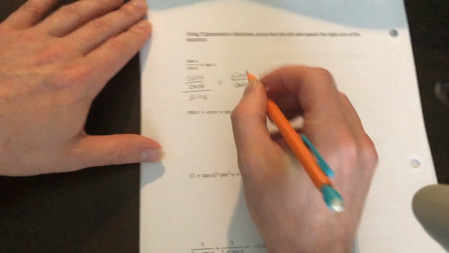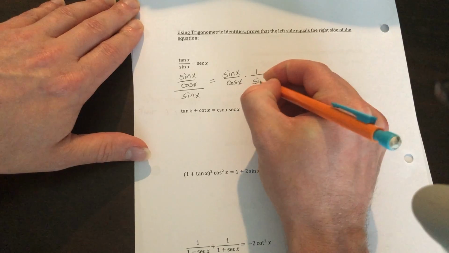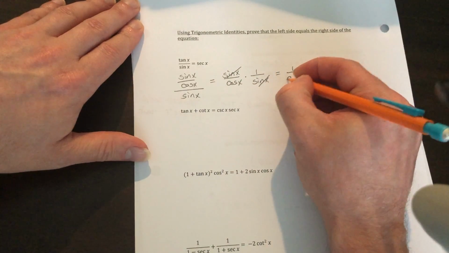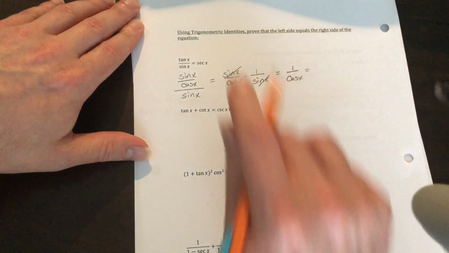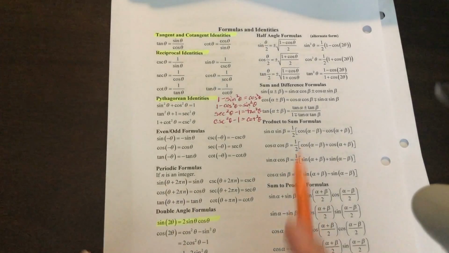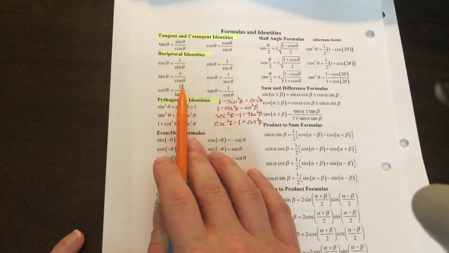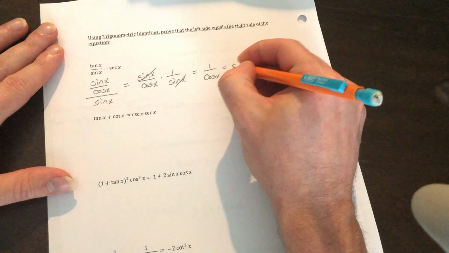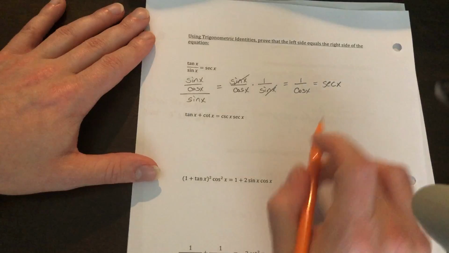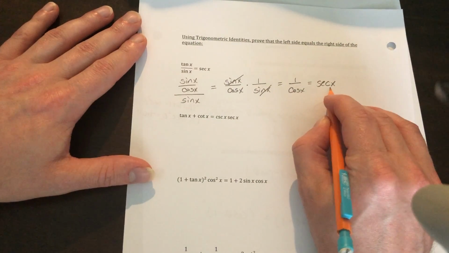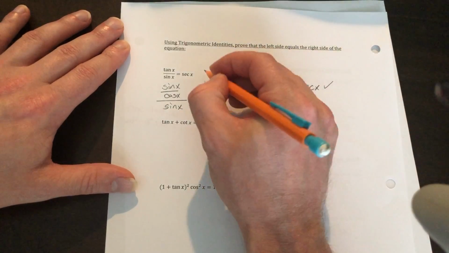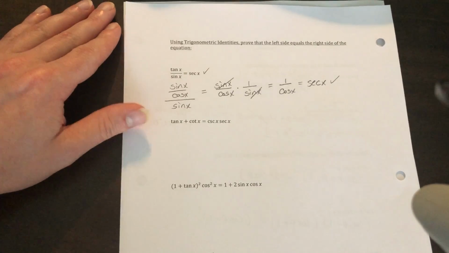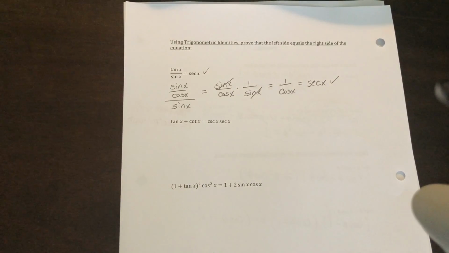So the reciprocal of sine is 1 over sine. The sines will end up canceling, and I'm left with 1 over cosine. And from my identity sheet, 1 over cosine is secant. Okay, so I've proved that the left side is equal to the right side. Okay. Now, just putting check marks by it doesn't mean that you got it right. The steps have to make sense.